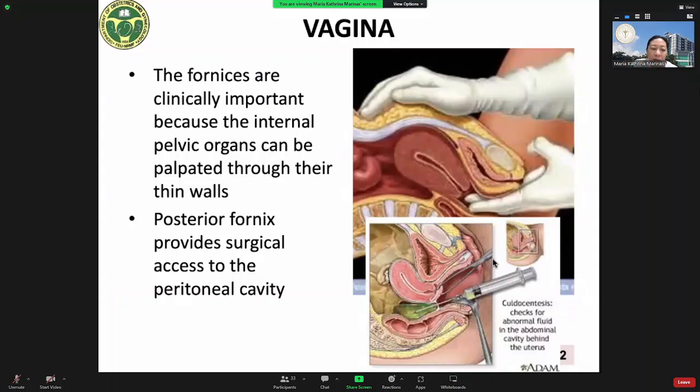This is the procedure that we call culdocentesis, because the area beneath the posterior fornix is the cul-de-sac. So we can puncture the cul-de-sac and do culdocentesis, and we can retrieve blood or abnormal fluid from the cavity. So it can provide access to the peritoneal cavity. We rarely do it anymore, but it can sometimes be done if you're entertaining ectopic pregnancy, or especially ruptured ectopic pregnancy.